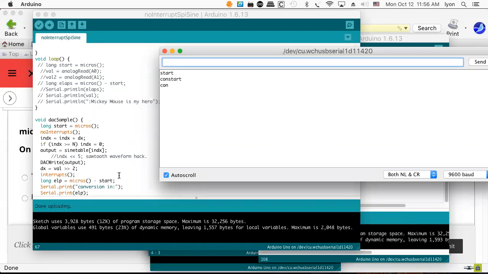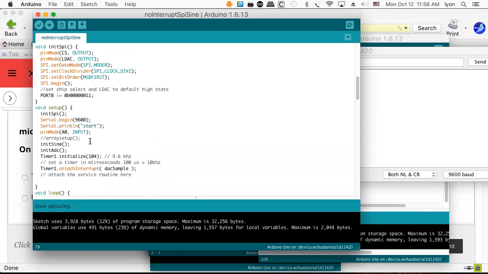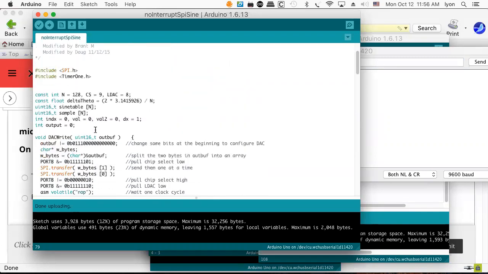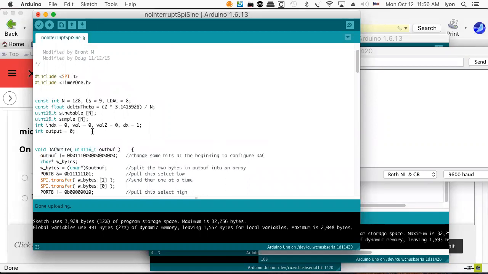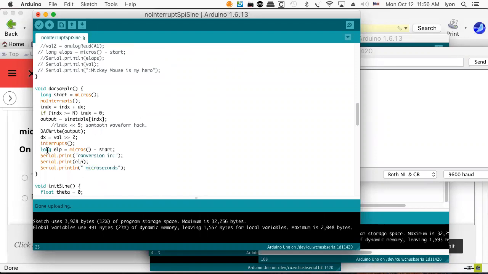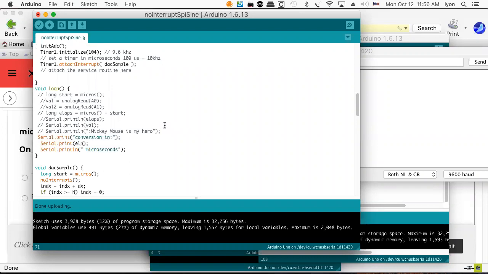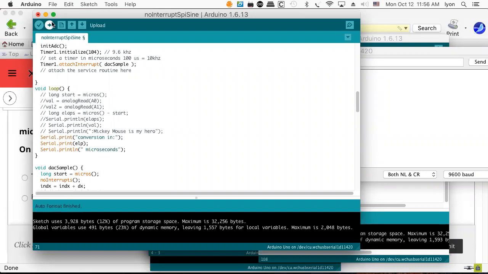Let's put it in a loop. Let's make the ELP long a global. That's the elapsed time. I'll set it equal to 0. What we'll do is go into the interrupt service routine, and we will put this in our loop. See what happens here.